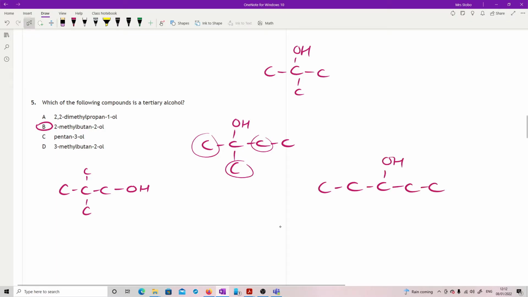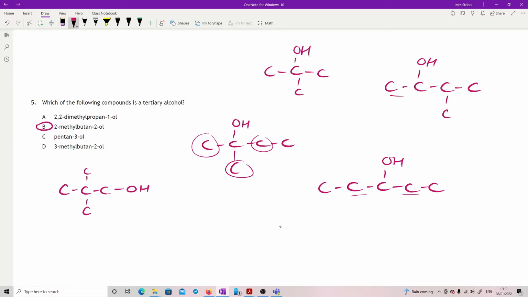So I've got my OH there, but I've only got 2 carbons on either side, so that's not okay. And 3-methylbutan-2-ol, 1, 2, 3, 4. Here's my OH group, and there is my methyl group. So I've still only got 2 carbons attached to either side. So the reason it's B.